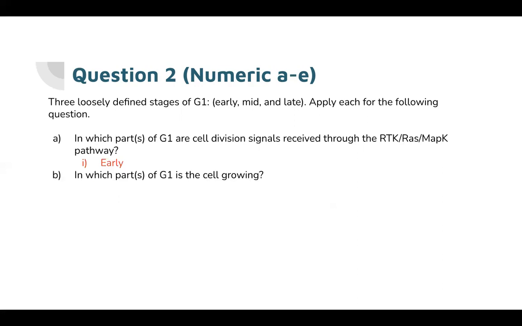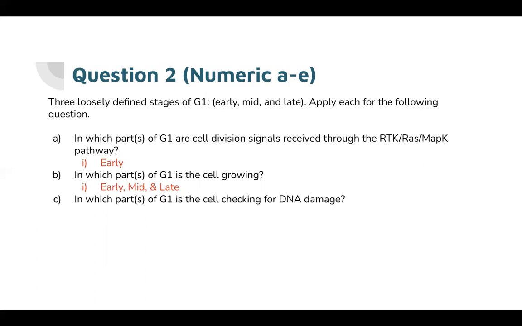So the second question I have here is, in which parts of G1 is the cell growing? This can be a little bit of a trick question, but it would be the entire G1 cycle, right? Early, mid, and late. The cell's constantly growing throughout G1, so it's no specific phase.